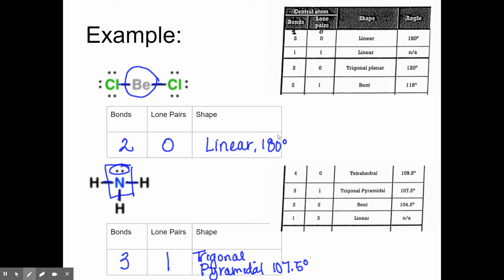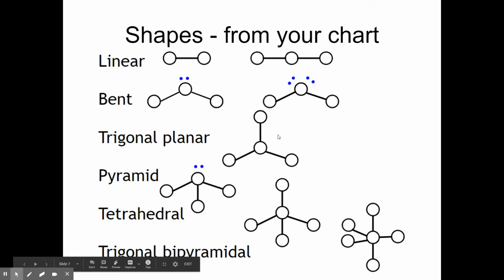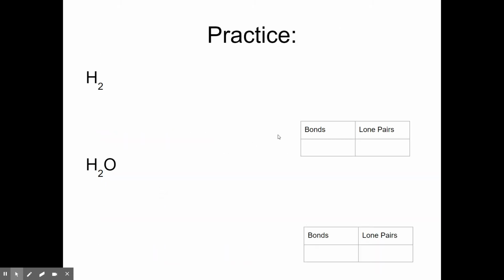Now, it is important that you have a printout of this sheet. That way you can reference it during any tests that we're about to do. Here are all of the shapes that are possible. You have linear, bent, trigonal planar, pyramidal, tetrahedral, and trigonal bipyramidal. Now, those aren't all of them, those are just the most common.